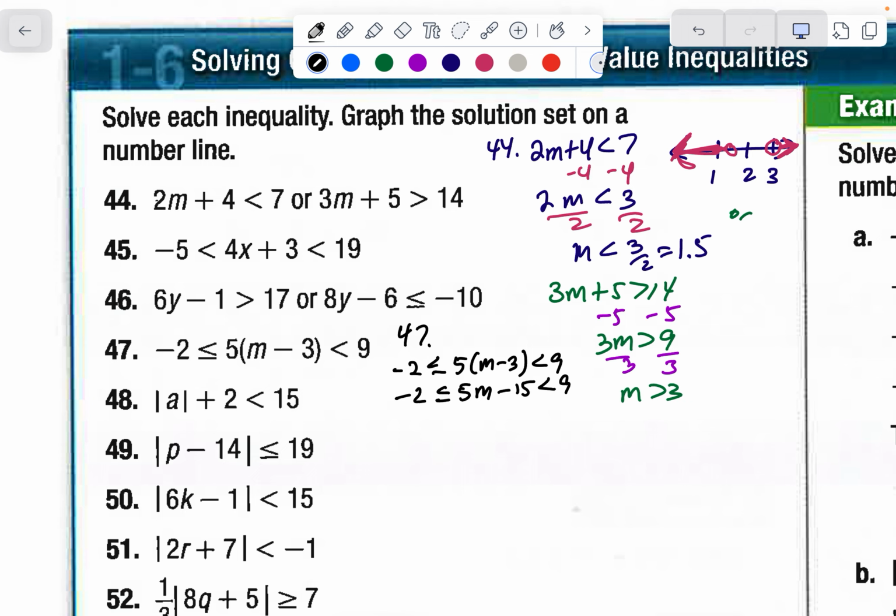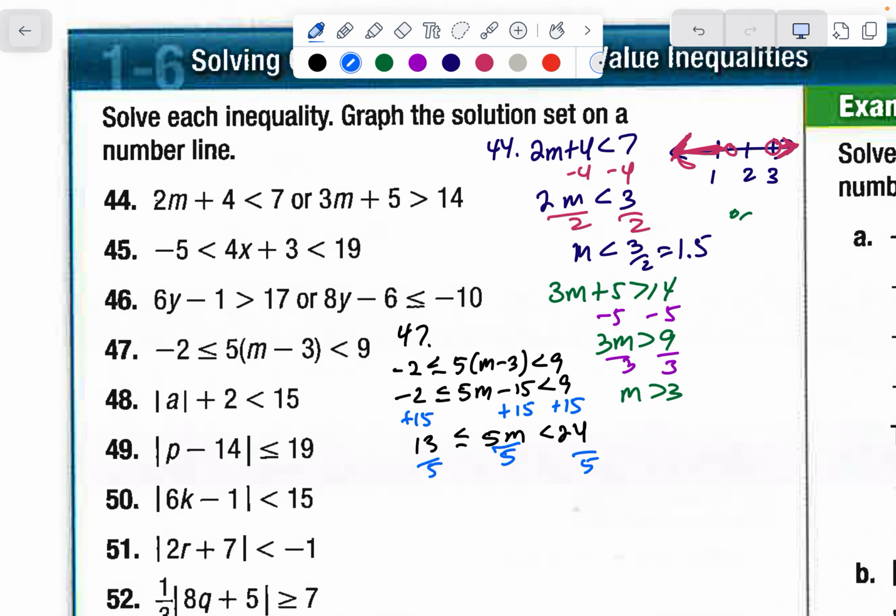And then we treat this almost like a 3D equation. Whatever we do to the middle, to get the m in the middle, we have to do to all 3 pieces. So let's add 15 to all of the pieces. We get that 13 is less than or equal to 5m, which is less than or equal to 24. And then divide by 5.